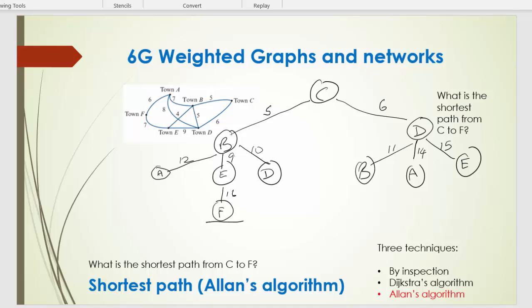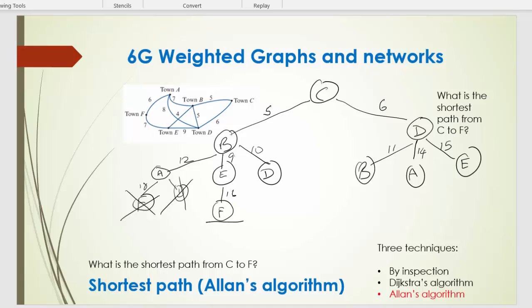But we haven't found any more than 16 yet, so we have to keep going. From A, having got there so far, we can go to F, which is 6, but that's an 18, so that is too long, so we can cross that one out. From A, we could also go back down to D, which is going to be too long as well, so we can cross that one out.